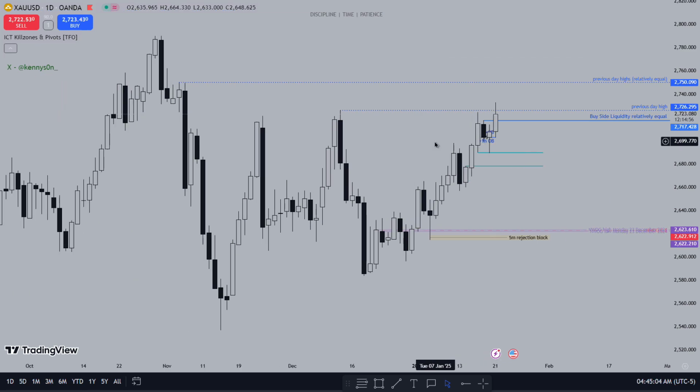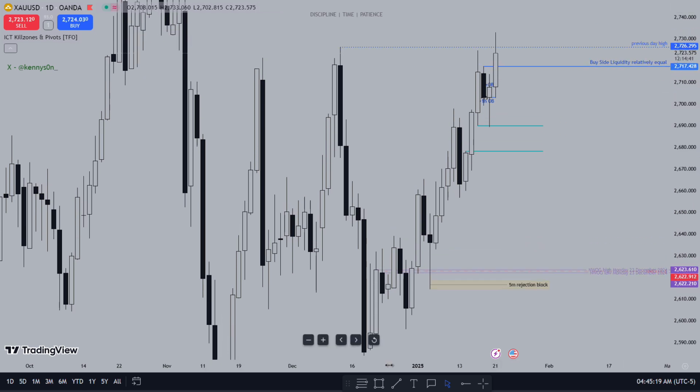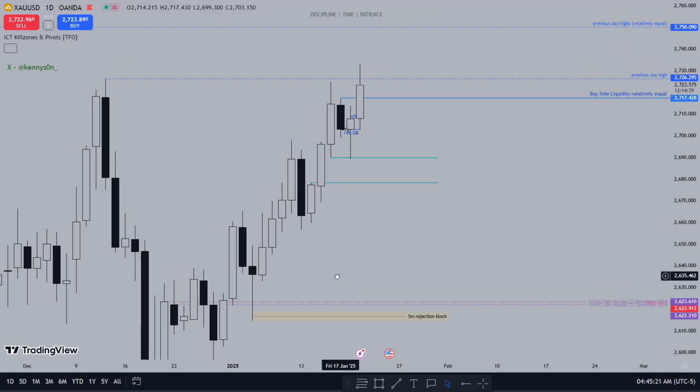So right now, this is my next draw on liquidity. I want us to displace hard above this high, and I'm still very much bullish. And if you're asking yourself what happened in the daily time frame during all this move, it's really important to do that.